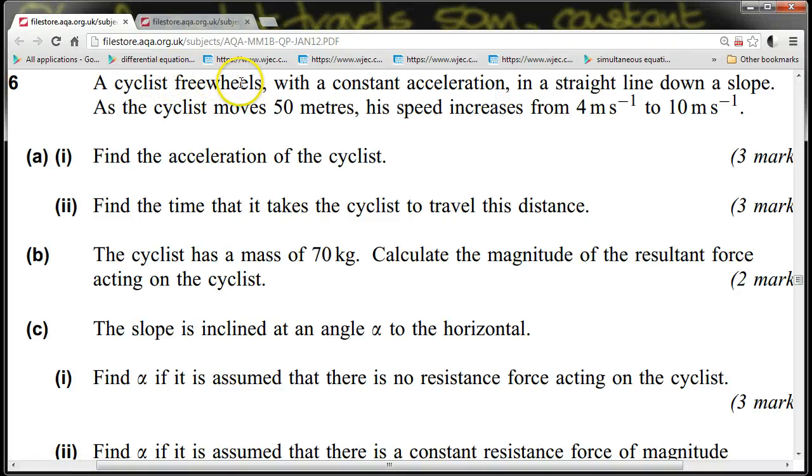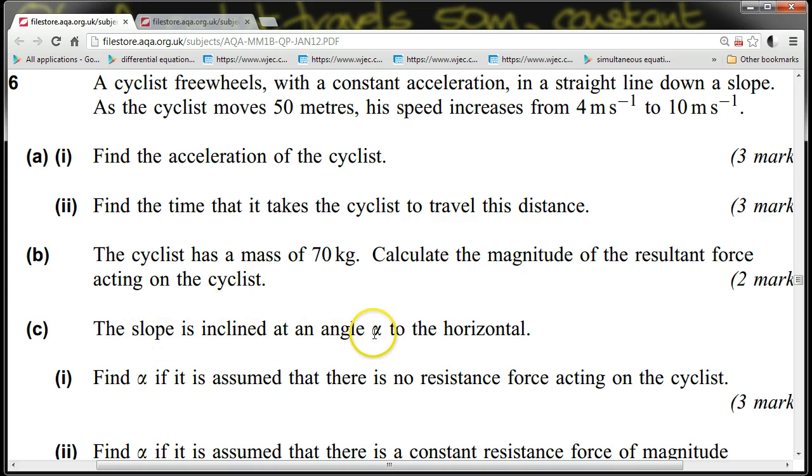A cyclist freewheels with a constant acceleration in a straight line down a slope. As the cyclist moves 50 meters, his speed increases from 4 meters per second to 10 meters per second. Find the acceleration of the cyclist. Find the time that it takes the cyclist to travel this distance. The cyclist has a mass of 70 kilograms. Calculate the magnitude of the resultant force acting on the cyclist.